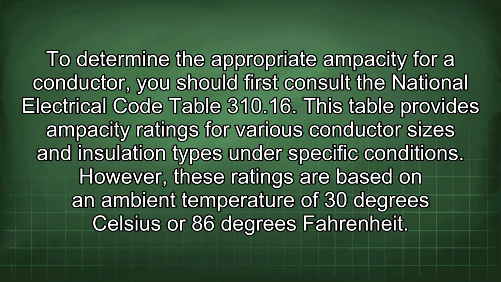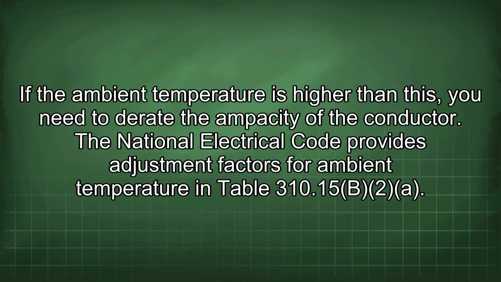To determine the appropriate ampacity for a conductor, you should first consult the National Electrical Code Table 310.16. This table provides ampacity ratings for various conductor sizes and insulation types under specific conditions. However, these ratings are based on an ambient temperature of 30 degrees Celsius or 86 degrees Fahrenheit. If the ambient temperature is higher than this, you need to derate the ampacity of the conductor.